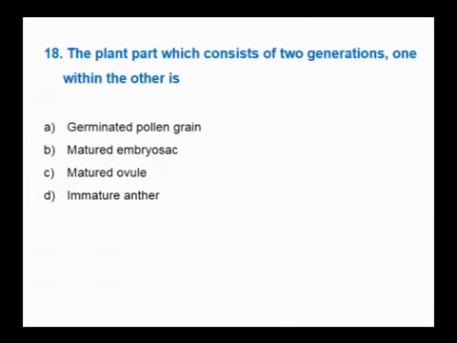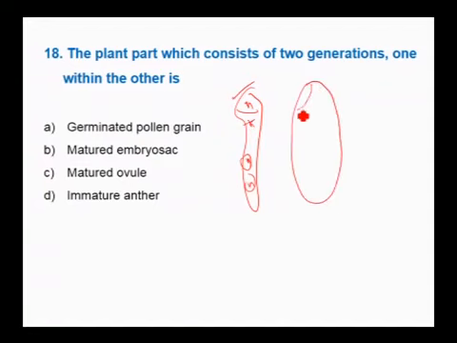Next question. The plant part which consists of 2 generations, one within the other. Germinated pollen grain: see, in the germinated pollen grain all the cells are haploid. Gametes are haploid. Therefore, it is only gametophyte. Matured embryo sac: see, in the matured embryo sac, we have antipodals, 2 polar nuclei n plus n, egg cell n, synergids n. It is mature, all haploid. Therefore, this cannot be the answer.